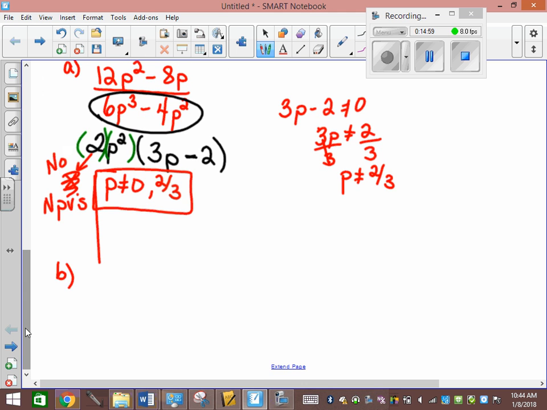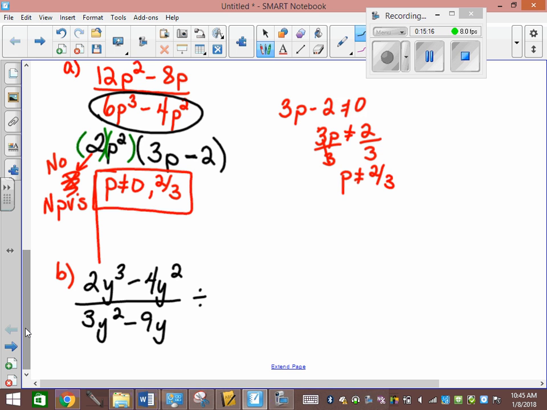My b is 2y cubed minus 4y squared over 3y squared minus 9y divided by y squared minus 4 over y plus 2y minus 3.